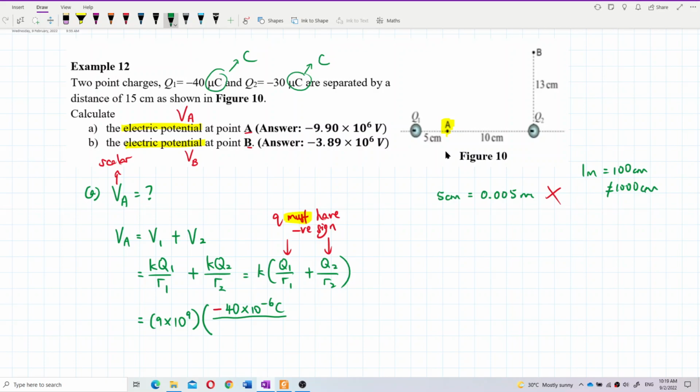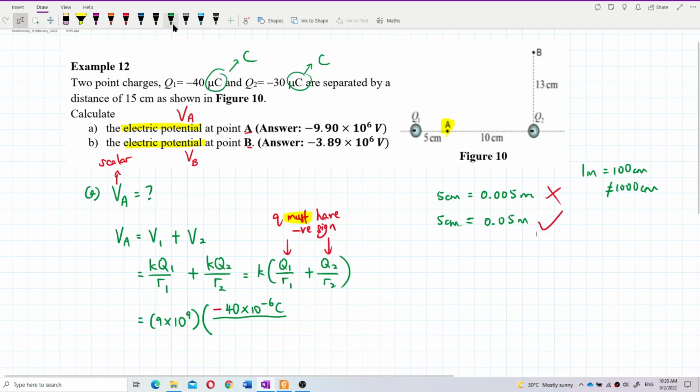Many students are confused about this because 1 kilogram is 1000 gram, like that. So they confuse. 1 meter is just 100 cm, not 1000 cm. So 5 centimeter is just divide by 100, not divide by 1000. So divide by 100 is 0.05 meter. So this is wrong, this is right.